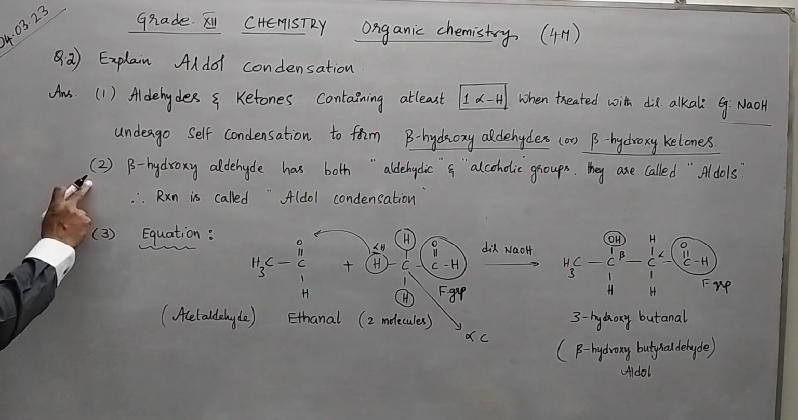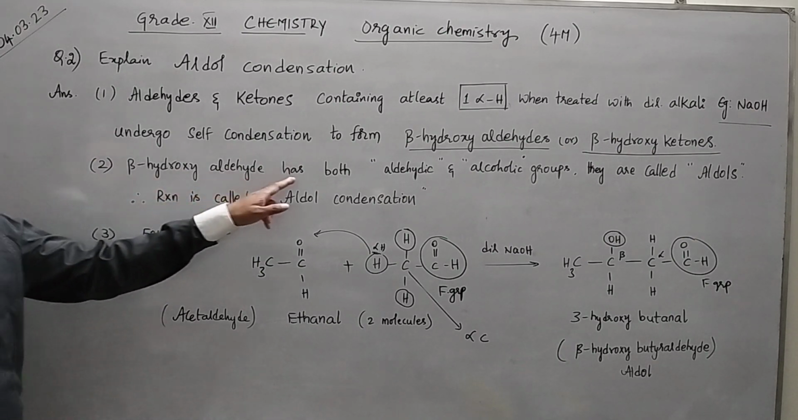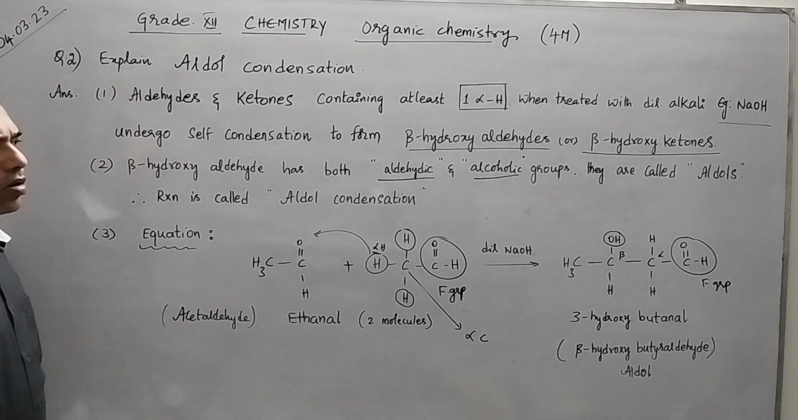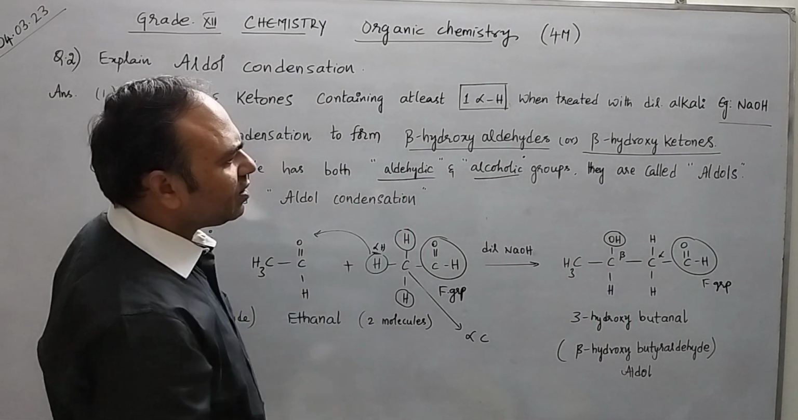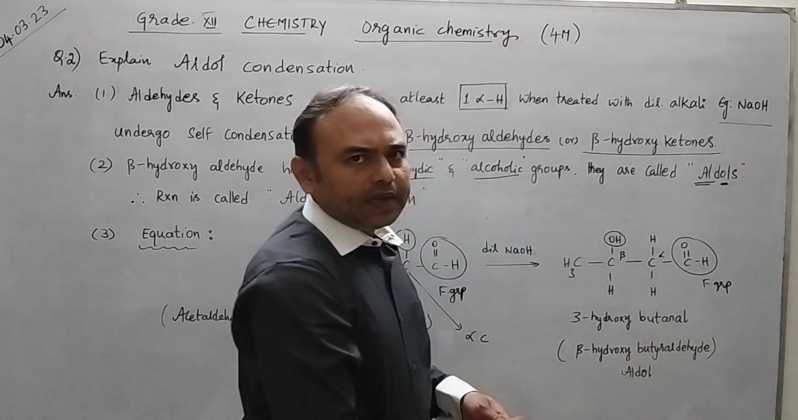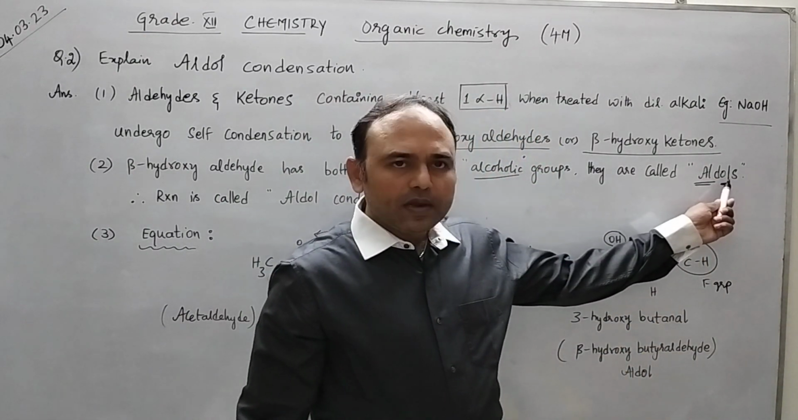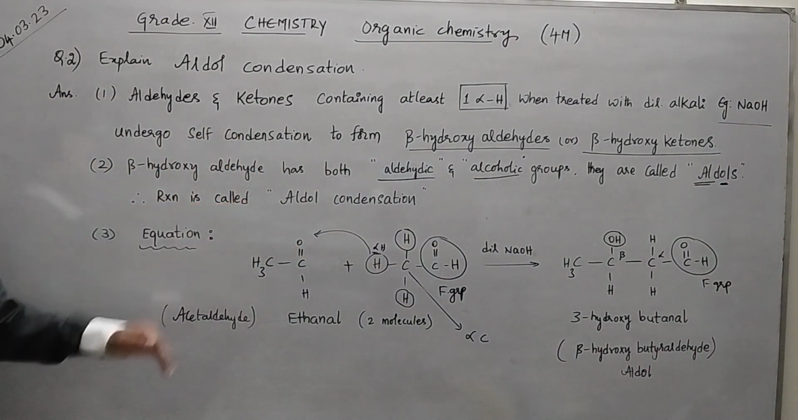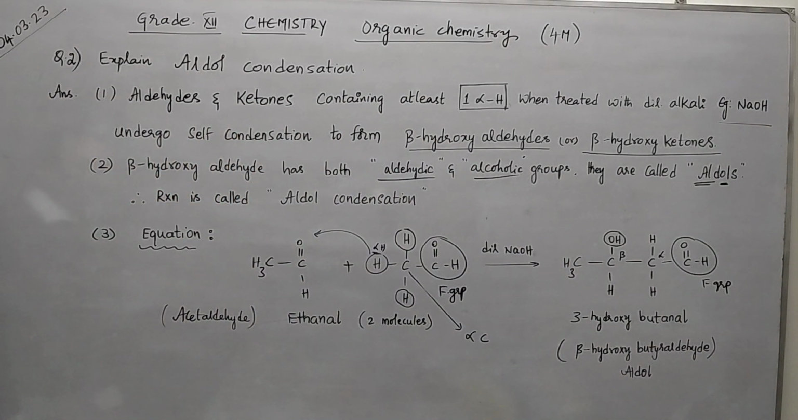Now, second point, this beta hydroxyaldehyde will have both aldehyde as well as alcohol, hence you call it aldol. So ALD represents aldehyde, OL represents alcohol. Hence this reaction is called aldol condensation. Now let us see the equation in the third point.